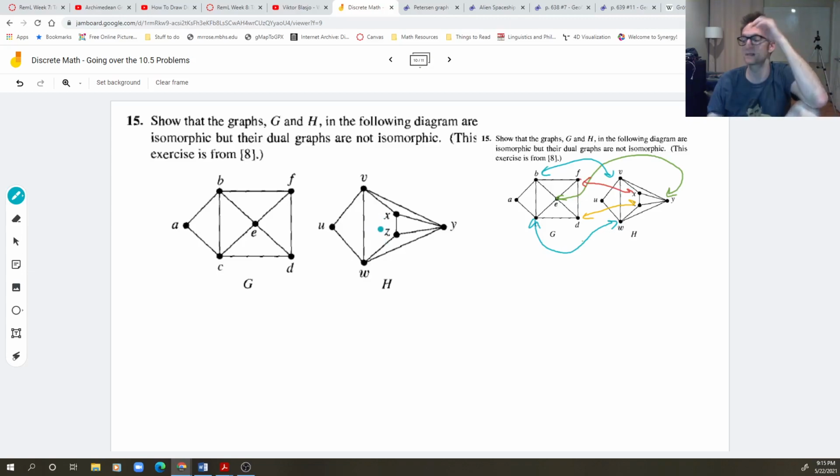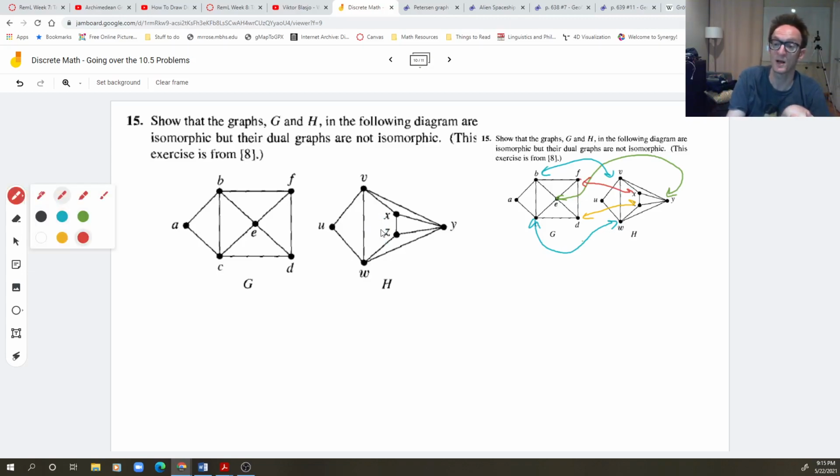So already I can see that when I produce the dual graphs, which I will do right now, the dual graphs are going to be not isomorphic, because the vertex associated with this region here of degree 4 is going to have degree 4. But there's not going to be a vertex of degree 4 here. Okay, so this is kind of incredible. So let's just do it now.